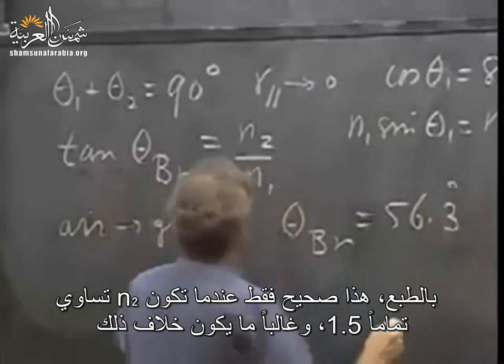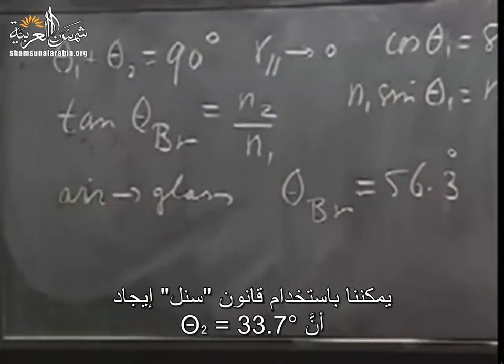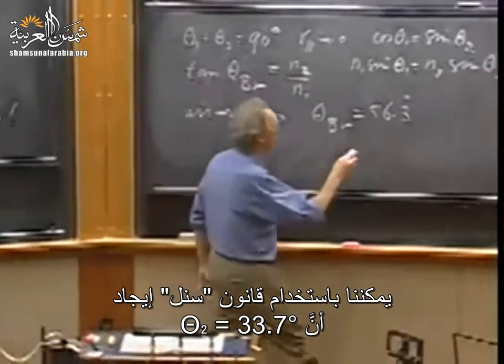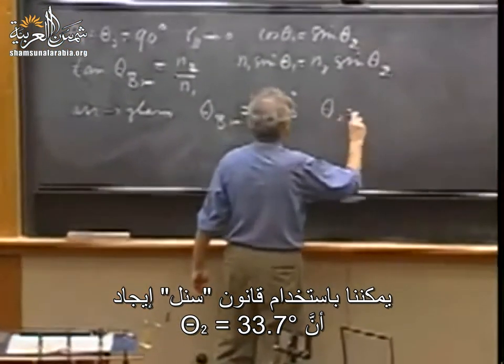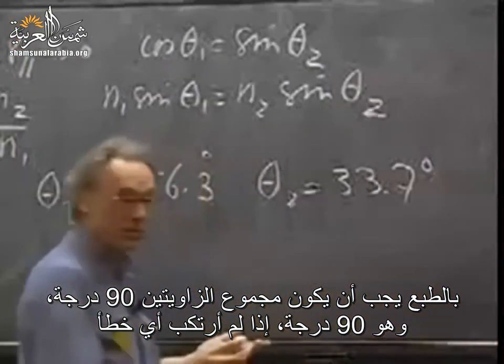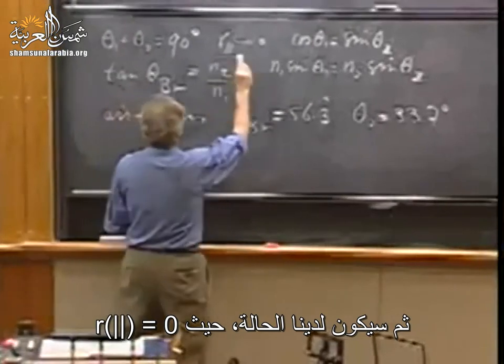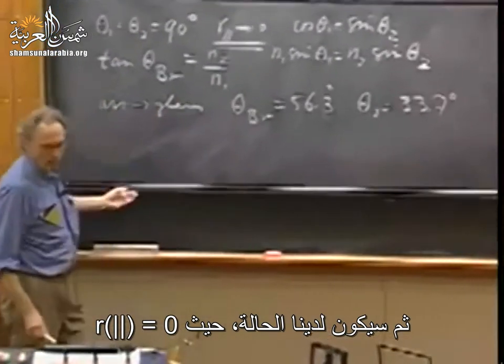Of course, that's only correct if N2 is exactly 1.5, which it almost never is. And if you use Snell's law, then you'll find that theta 2 is 33.7 degrees. Of course, the sum must be 90. And it is 90, if I did not make a mistake. And then you get the crazy situation that R parallel is 0.